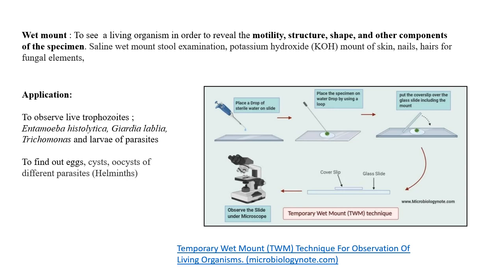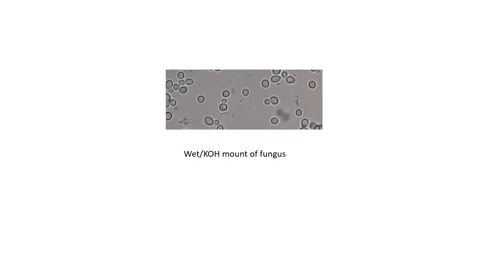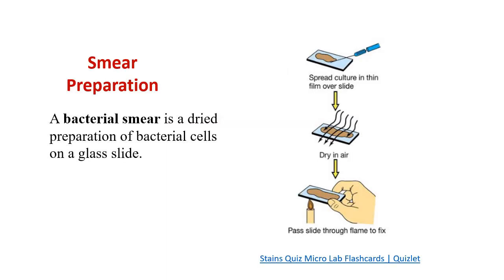So this is a very basic technique of wet mounting, and after that you can see the wet mount of a fungus. You can see the budding yeast is there, and single yeast is also there. The next is simple smear preparation.